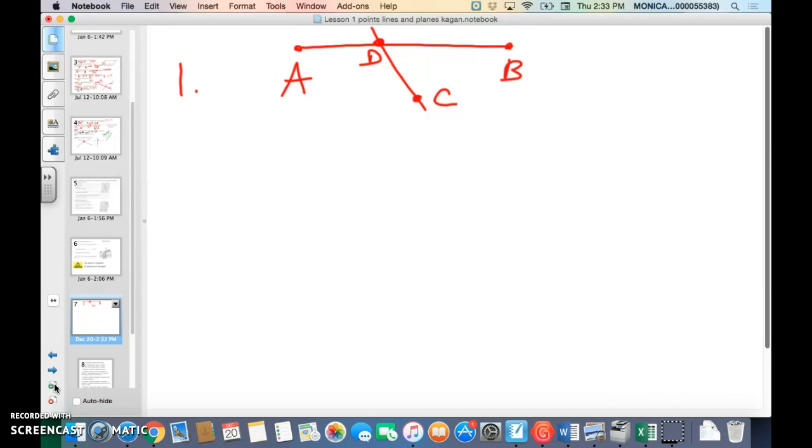Are points A, B, and D collinear? Well, the answer is yes. A, D, and B are collinear.